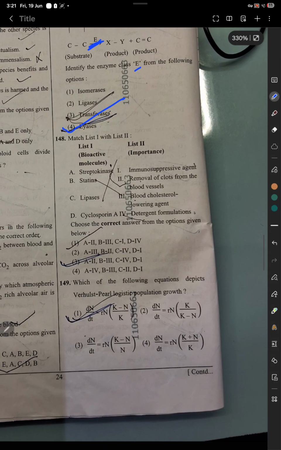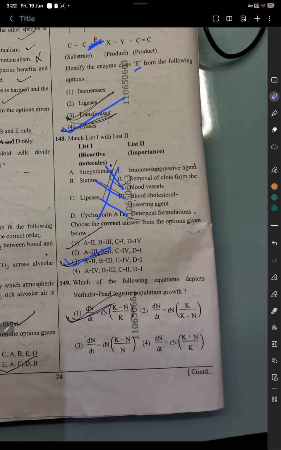Question number 148 is again match the following. So here are bioactive molecules and their importance. You need to match the one which is correct. So option number 3 is correct. A2, B3, C4 and D1.